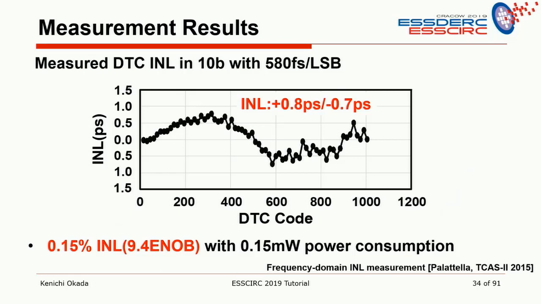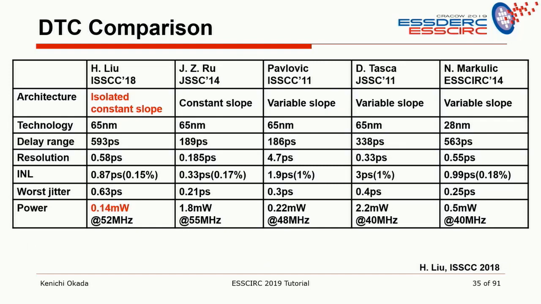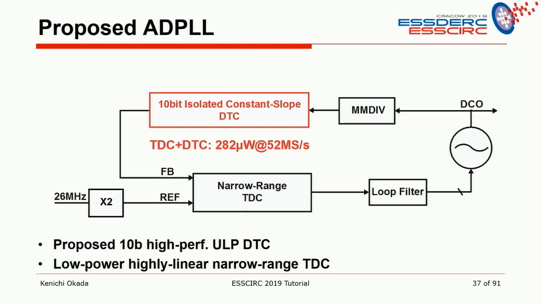So this is the measurement result of the standalone DTC, and linearity can be very good, plus minus 0.8 picosecond, even with a very low power consumption of 0.15 milliwatt. This is a comparison. Past designs require 1.8 or 2.2 milliwatt or so. It is almost impossible to realize a PLL of less than one milliwatt total using such a very power-consuming DTC. This one is the lowest power consumption, but the resolution is 10 times larger, the full range is much narrower, and the INL is also not very good. So this kind of DTC improvement is very important and one of the key points for low power fractional-N PLL.